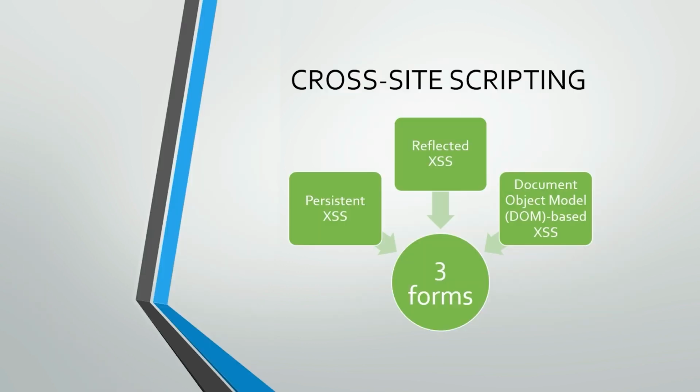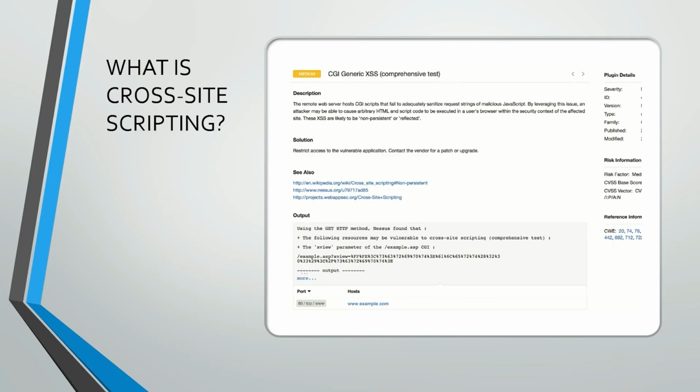Okay. Cross-site scripting. There are 3 different types of cross-site scripting attacks. We have persistent XSS, reflected, and then document object model. Okay. You're going to do cross-site scripting attack labs. Essentially, a cross-site scripting attack is a failure for the host to sanitize the data strings, and then you can use those maliciously. So what you can do then is, it says here that the attacker can cause arbitrary HTML and script code to be executed.